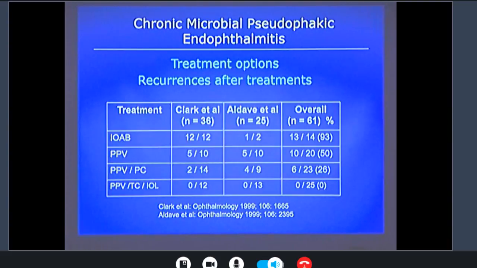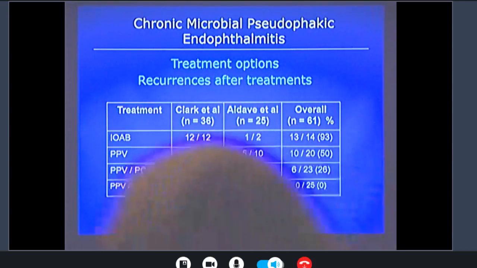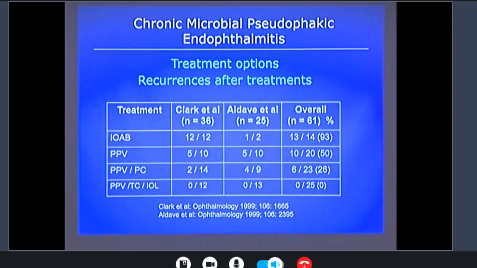But if you do vitrectomy and you excise the whole capsule and you remove the intraocular lens, the risk of recurrence is 0%. So my suggestion here is that you try first by doing vitrectomy, you excise the posterior capsule containing the plaque to inject antibiotics. If the inflammation recurs, then you have to remove the whole capsule and the intraocular lens.